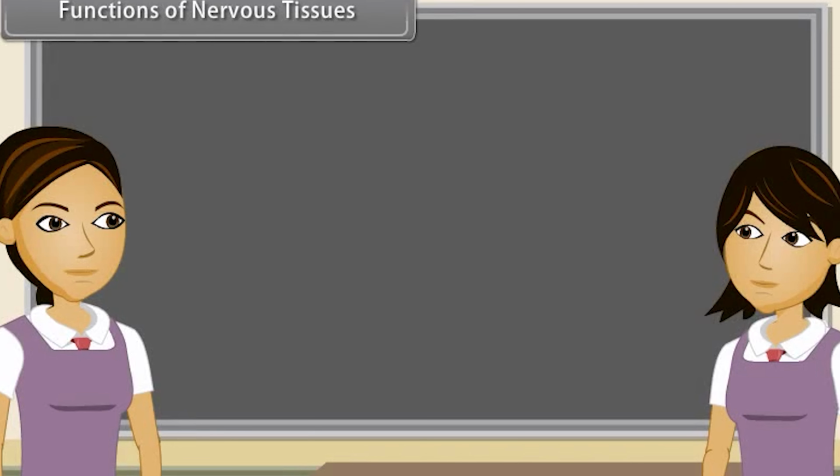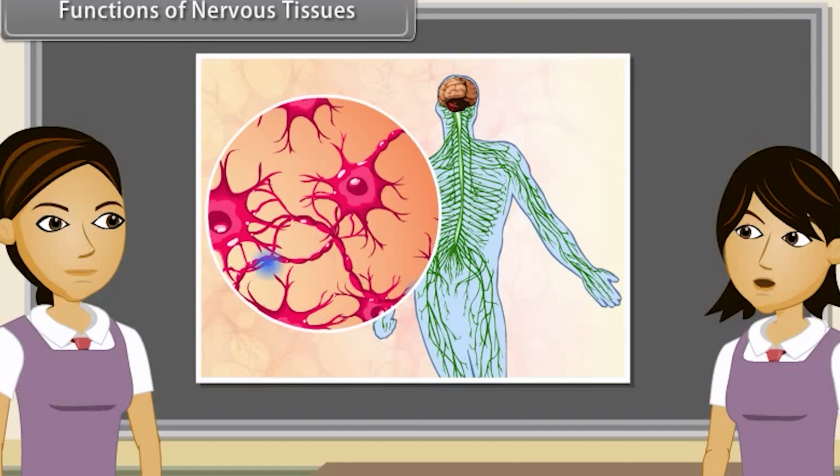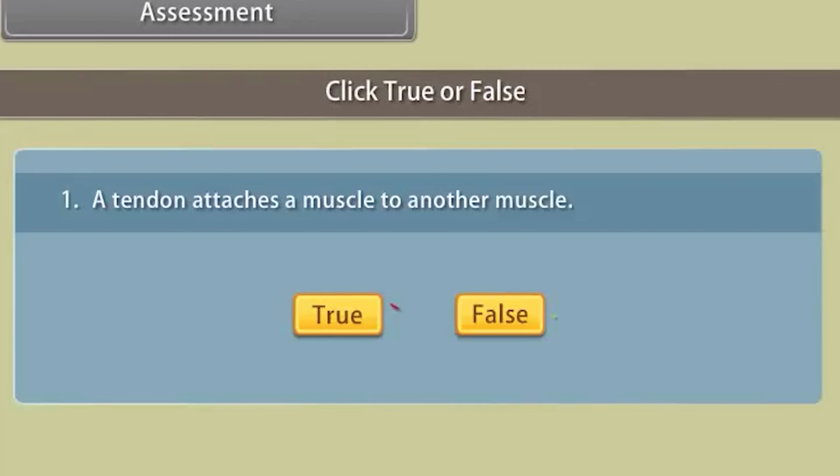Functions of nervous tissues. The dendrites receive impulses and the axon takes impulses away from the cell body. Impulse is the passage of electrical activity along the axon of a nerve cell.